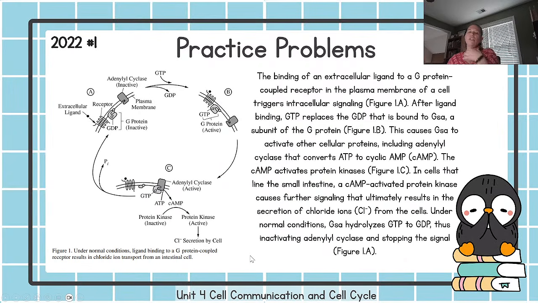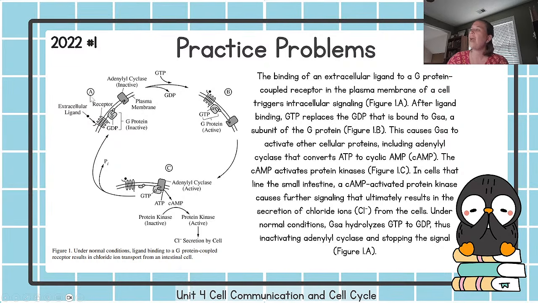Okay, so here is the 2022 question number 1. I really like this question because it brings in some stuff we learned in Unit 1, I think, and it's also a really great example showing a signal transduction pathway. Here they've given us this diagram, and they've talked about this pathway right here. It tells us that there's an extracellular ligand. Here you see it. It binds to the G protein coupled receptor in the plasma membrane of the cell, which then triggers intracellular signaling, as you see in figure 1.